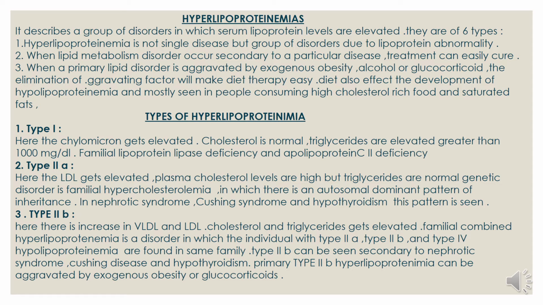Type 2B. Here there is an increase in VLDL and LDL. Cholesterol and triglycerides get elevated. Familial combined hyperlipoproteinemia is a disorder in which individuals with type 2A, type 2B, and type 4 hyperlipoproteinemia are found in the same family. Type 2B can be seen secondary to nephrotic syndrome, Cushing's disease, and hypothyroidism. Primary type 2B hyperlipoproteinemia can be aggravated by exogenous obesity and glucocorticoid.